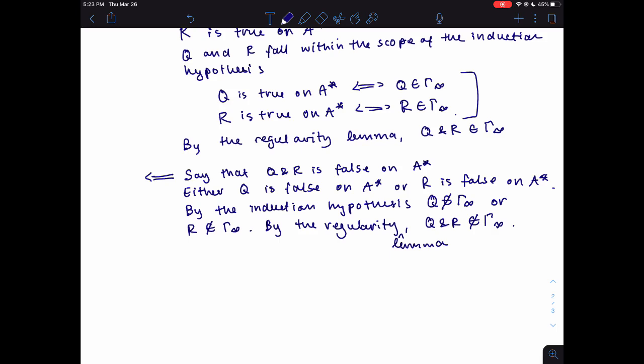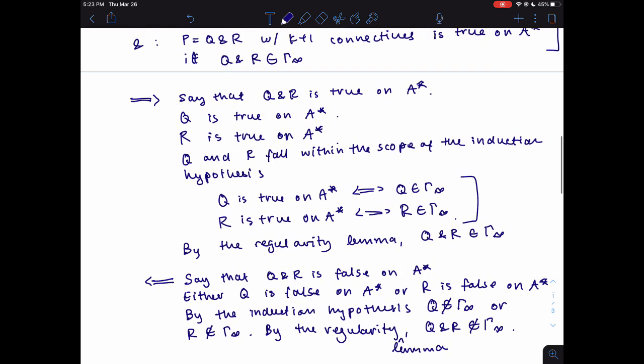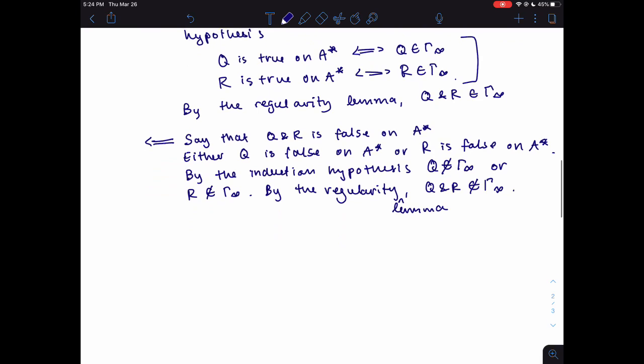But here we've proven exactly what we set out to. We assumed that Q and R is false on A star, and we were able to prove, first by appealing to the induction hypothesis, and second by appealing to the regularity lemma, that Q and R is not a member of gamma infinity. And that completes the conjunction case of this final step of the completeness theorem. So as I said before, we need to do one step for every logical connective.